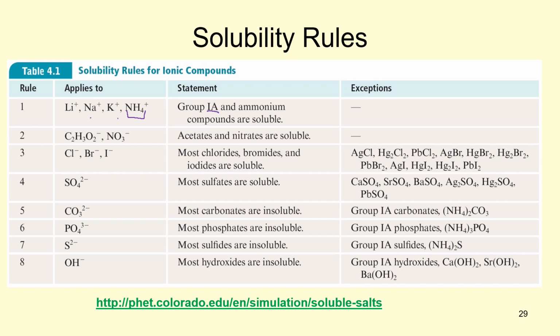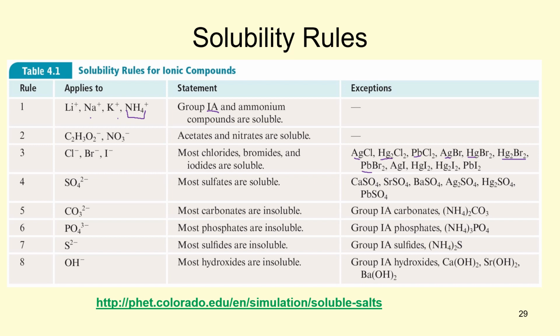Now, if the negative charge of the compound is chloride, bromide, or iodide, they're often soluble. Most of the time they're soluble, but there's a few exceptions, and the exceptions are listed over here. So silver chloride, mercury chloride, and lead chloride. Silver bromide, mercury bromide, there's two different mercury bromides, and lead bromide. So silver, mercury, and lead tend to be the exceptions to the rule. So you want to keep in mind that these are not soluble. They will not dissolve in water.